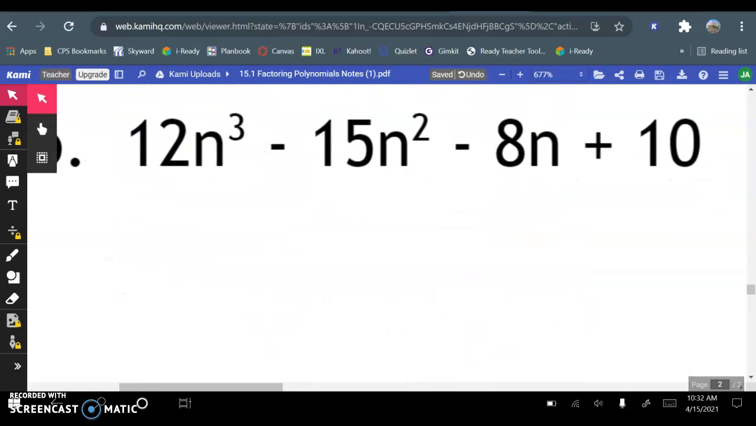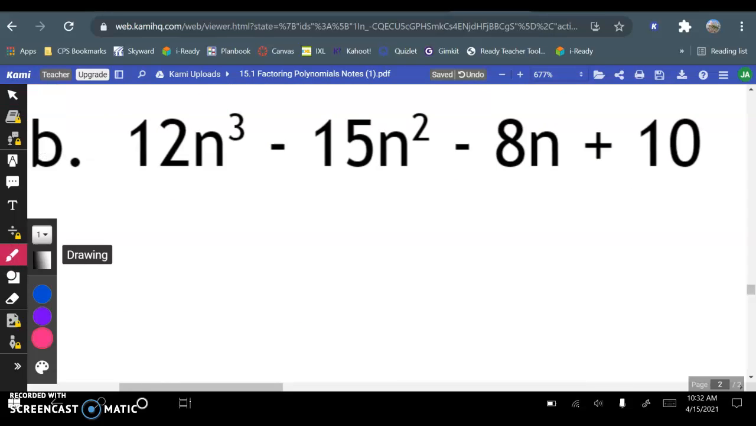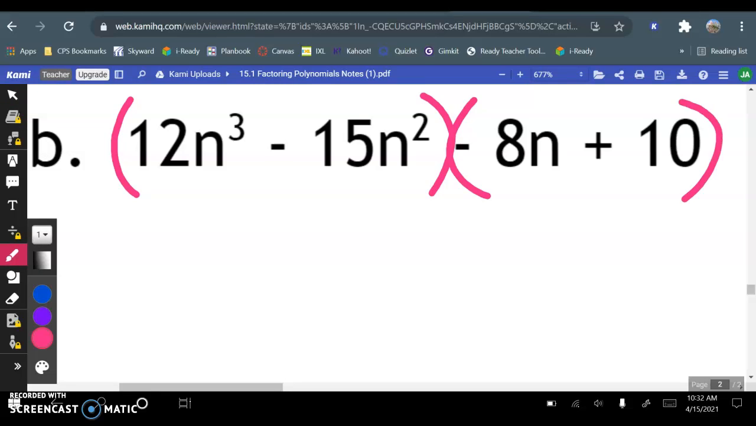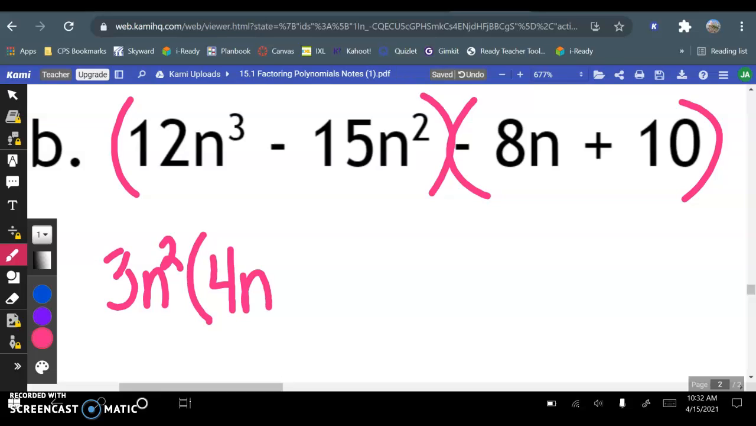All right, for our last one here, again, it's a group of 4, so we're going to break them down into 2 pieces. 12 and 15 would have a 3 in common. And n to the third, n to the second, they would have n squared in common. 12 divided by 3 would be 4, and we took 2 n's away, so there's only 1 n. And then minus 15 divided by 3 would be 5, and we took the n squareds.